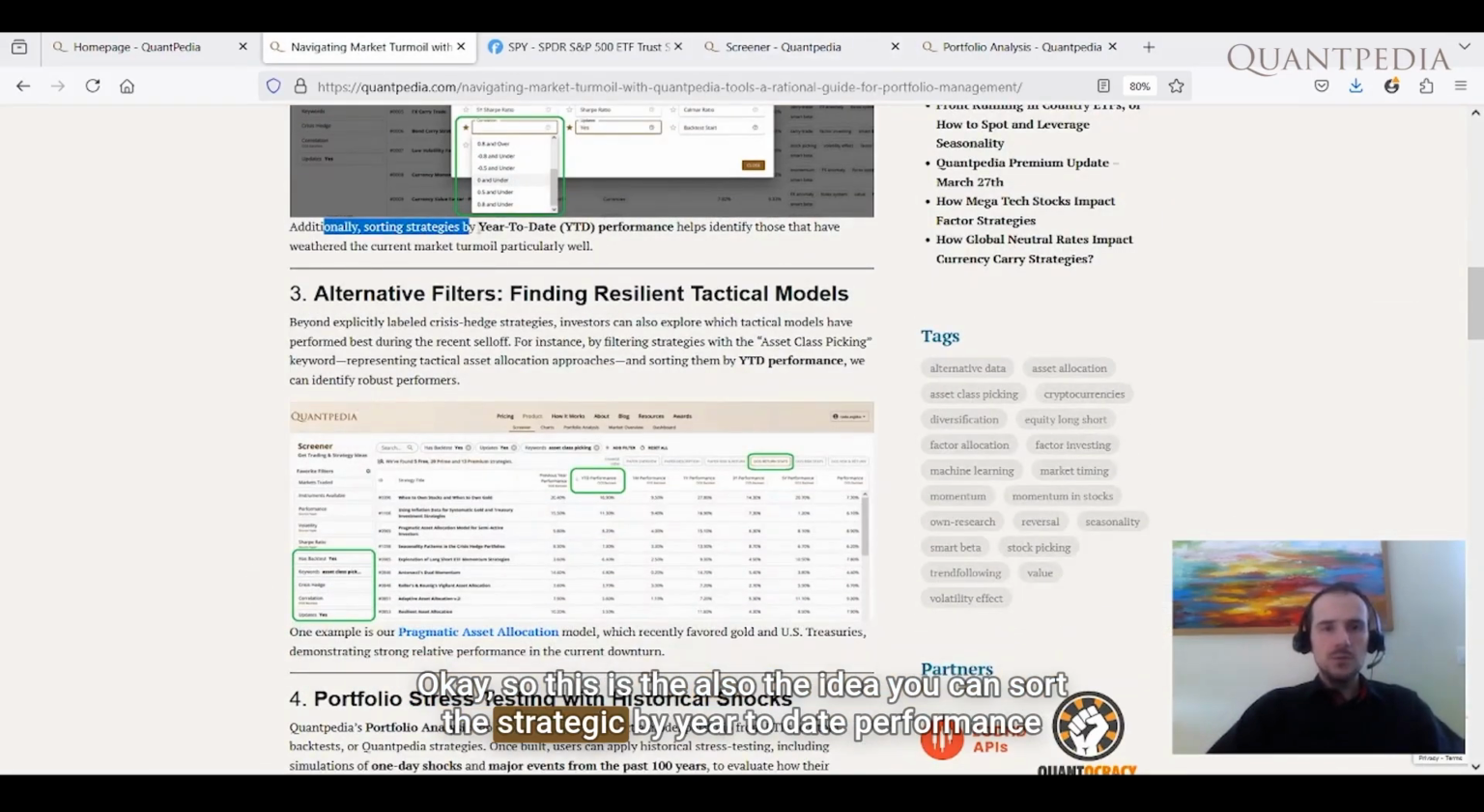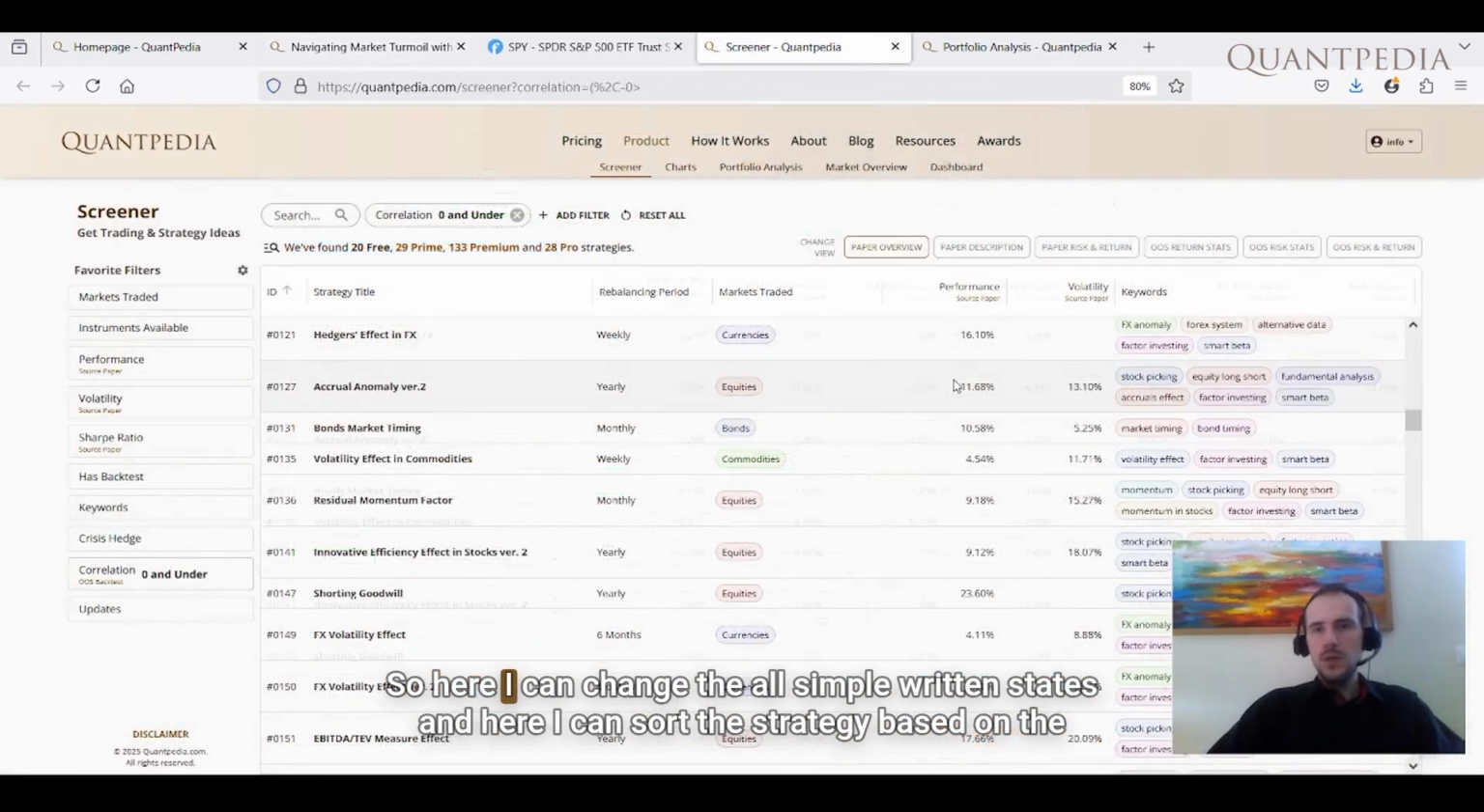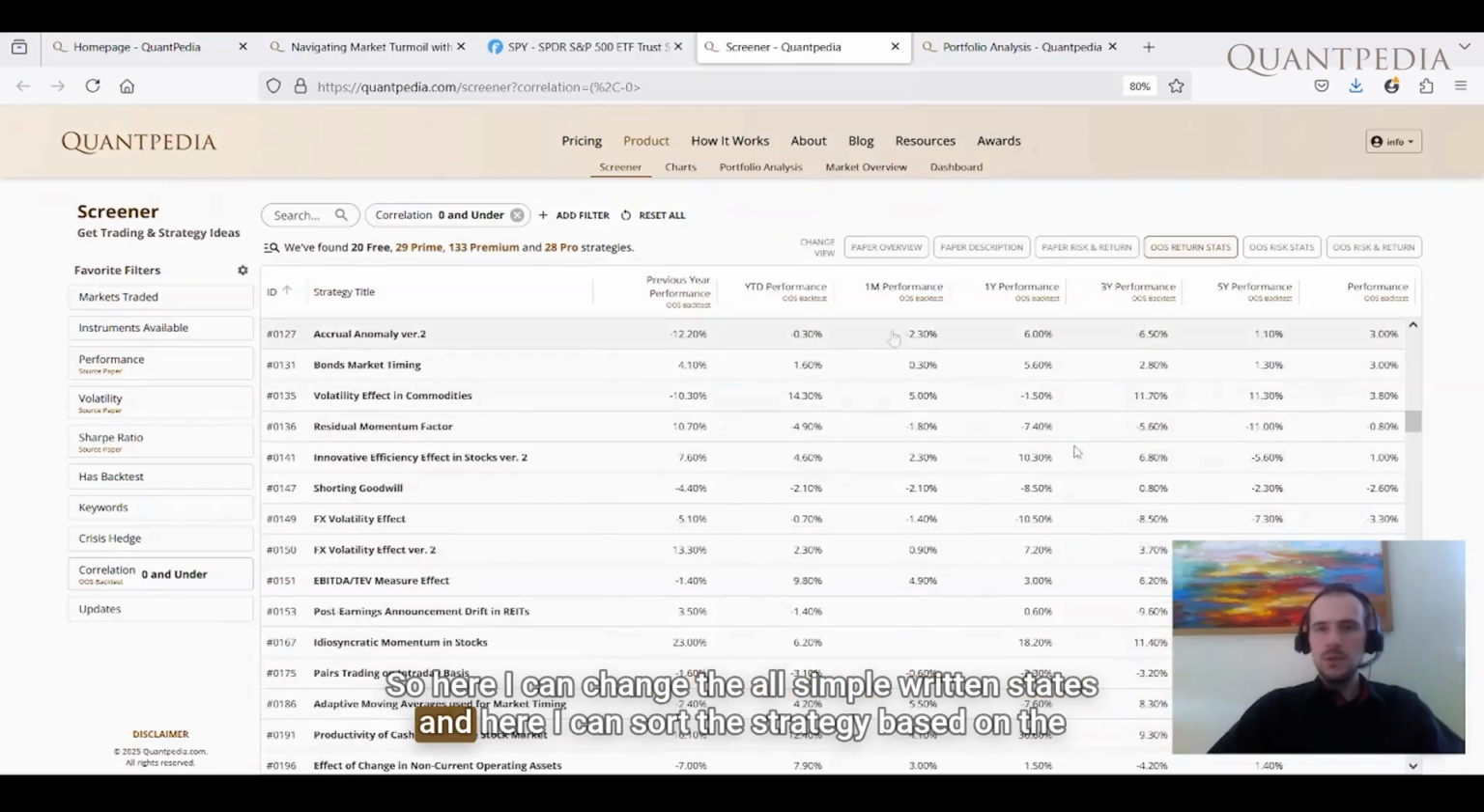You can sort the strategies by year-to-date performance, and it will help you to identify those that have weathered the current market turmoil pretty well. So here I can change the out of sample return stats, and here I can sort the strategies based on the year-to-date performance.